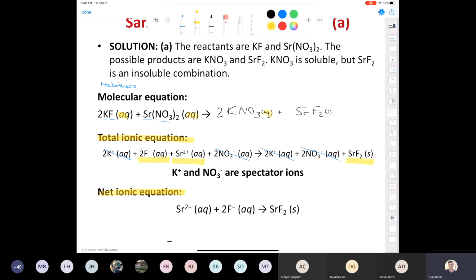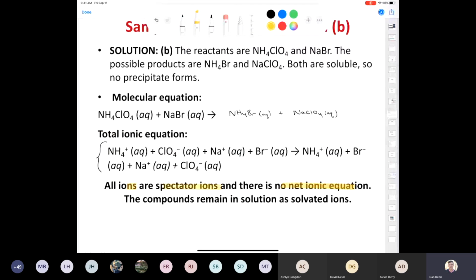When you write out your total ionic equation, literally every single thing in there should be canceled out. It says here that every ion is a spectator ion, so there's no net ionic equation. And you're like, oh, Mr. Dion, that's a trick question. It's not a trick question. It's just telling you that if everything remains in solution, there's no reaction. Nothing happens. All right, give me a thumbs up if you follow me thus far.